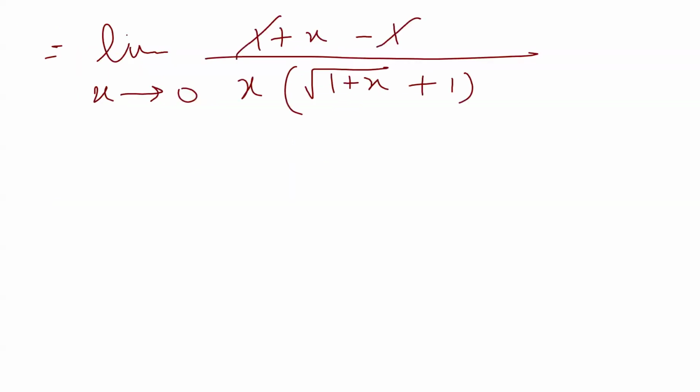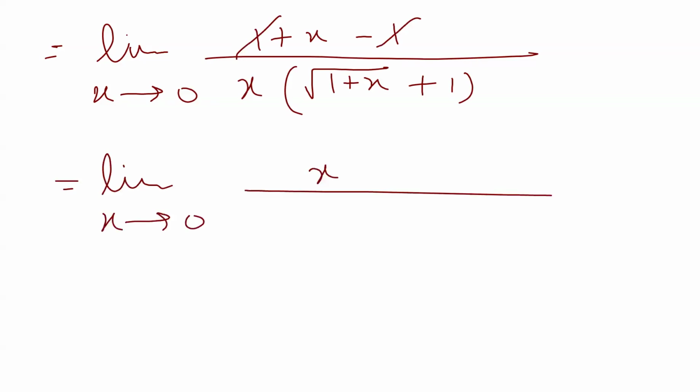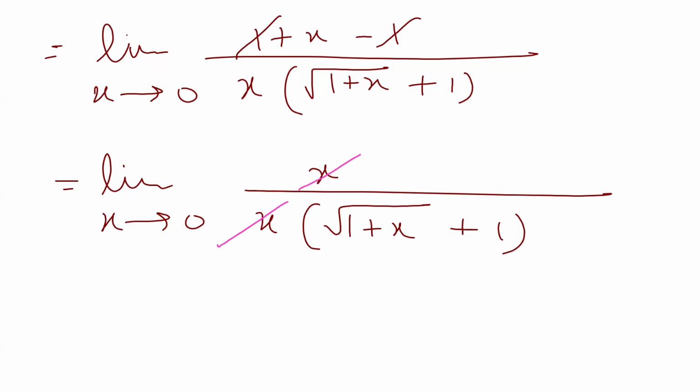Now this 1 and 1 will get cancelled. So we are left with x in the numerator, x upon root of 1 plus x plus 1. This x and this x will get cancelled. Okay. Now we are left with 1 in the numerator. Now can we put the value of x as 0 in the denominator? Yes or no? You can put your answers or suggestions in the chat box.